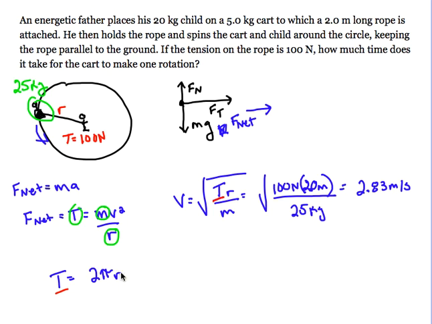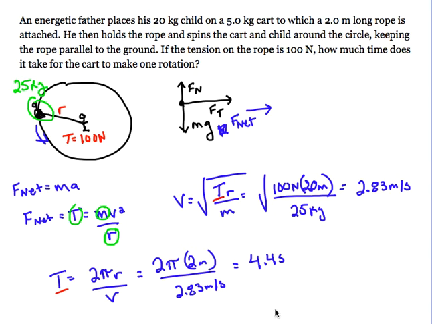So here's our equation for period, 2 pi r over v. And we have a lot of this information. We have pi. We have r is 2 meters. And we have our velocity now, 2.83. And so our period, the time it takes to go around the circle once, is 4.4 seconds.